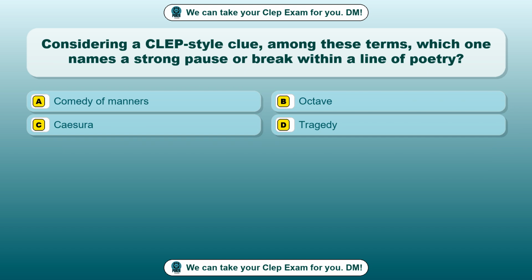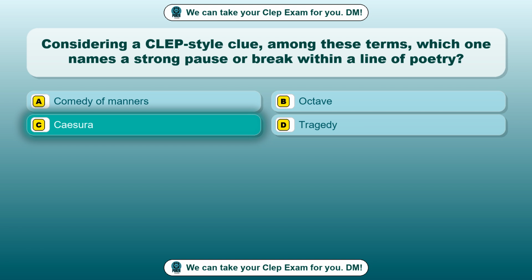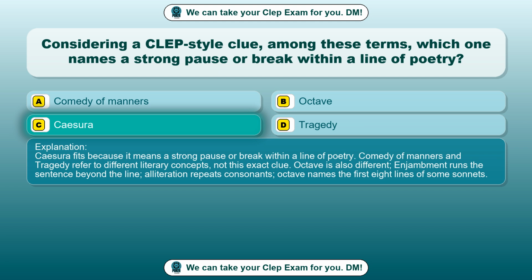Question 8. Considering a CLEP-style clue among these terms, which one names a strong pause or break within a line of poetry? Option A, comedy of manners. Option B, octave. Option C, caesura. Option D, tragedy. The correct answer is option C, caesura. Caesura fits because it means a strong pause or break within a line of poetry. Comedy of manners and tragedy refer to different literary concepts, not this exact clue. Octave is also different. Enjambment runs the sentence beyond the line. Alliteration repeats consonants. Octave names the first 8 lines of some sonnets.